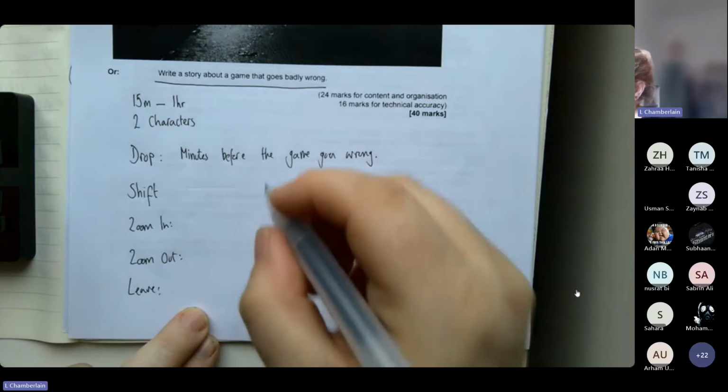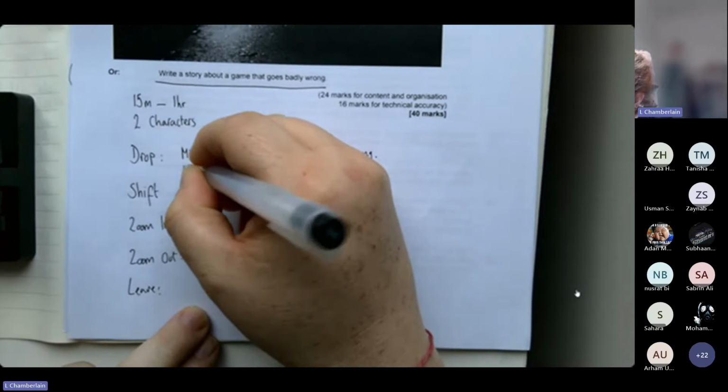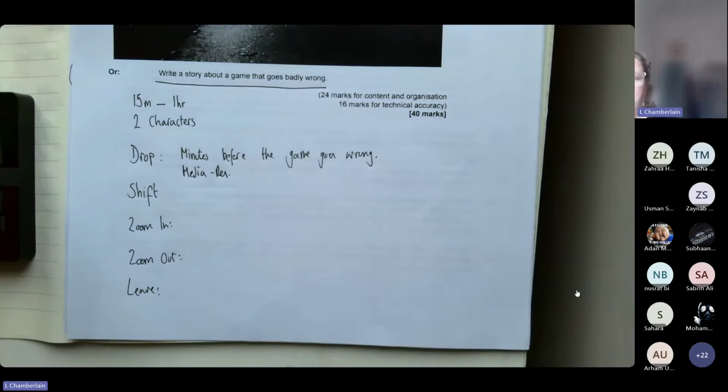Okay, so minutes before the game goes wrong, I'm going to start in media res, which means in the middle of the action. Think about that poem Bayonet Charge. Suddenly he awoke and was running. That's starting in the middle of the action. Think about any war films that you've ever watched where people are fast paced and moving. Think about Romeo and Juliet when it starts with that fight, or the witches introducing Macbeth. All of these things have dramatic action points, and that's what we want to look at.